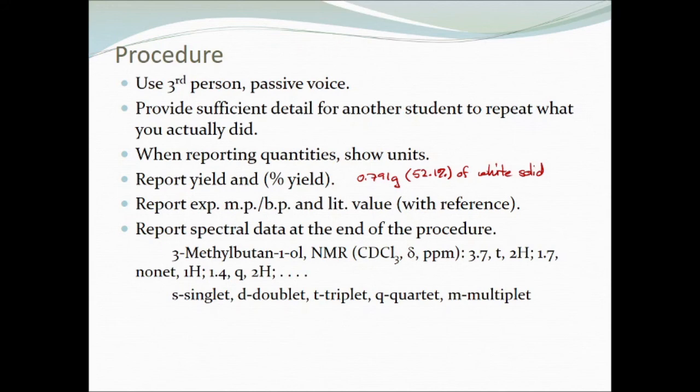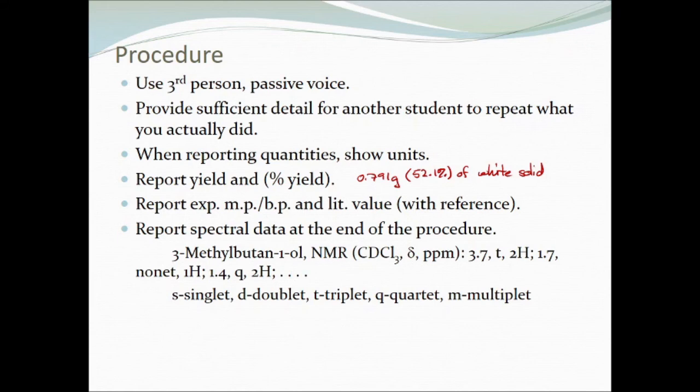It's understood when that follows the mass yield that the percentage is in fact the percent yield. Report melting point or boiling point when you measure those. Of course, that means you have melting point in this experiment. But also, right afterwards, in parentheses, give the literature value, and then a footnote or endnote to give the reference where you obtained that literature value.